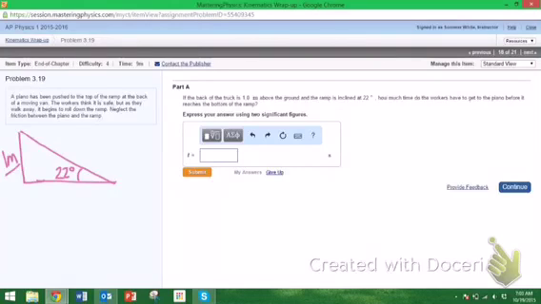and I'm looking for my hypotenuse, which means I am going to be looking at sine. So sine of theta is equal to opposite over hypotenuse. That means my hypotenuse, when I do my algebra, is equal to my opposite over sine of theta.